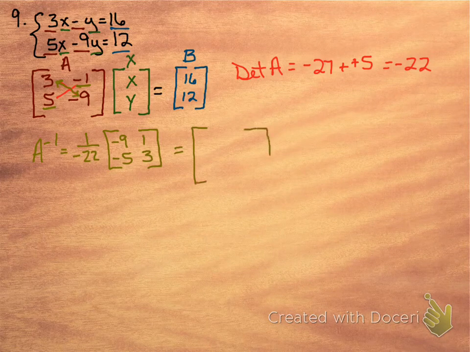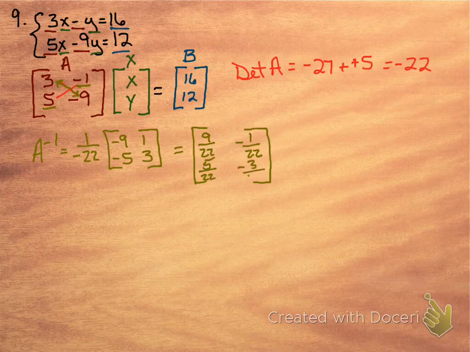Okay. We're going to multiply the scalar by the terms inside the matrix, our elements. So -9 times -1/22 gave me 9 over 22. Then I ended up with -1 over 22, 5 over 22, and -3 over 22. That's my inverse.